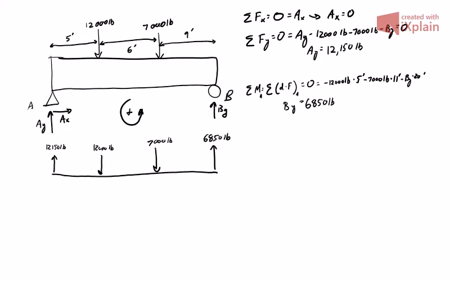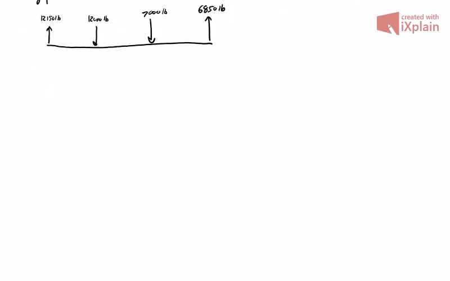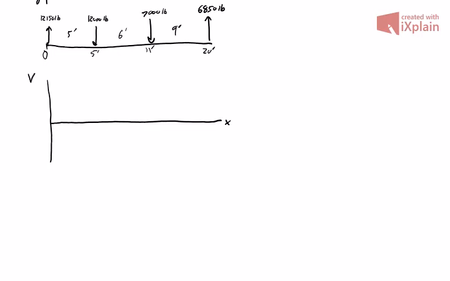And finally, an upward 6,850 pounds. So for the graphical method of drawing our shear diagram, we're going to draw our y-axis, which is our shear, and our x-axis, which is our distances. And again, this was 5 feet right here, this was 6 feet right here, and this was 9 feet right there. So in converting those into coordinates, if this is at 0, then this is at 5 feet, 11 feet, and 20 feet. So we have our x, and we have our shear, and shear is usually given as a V.